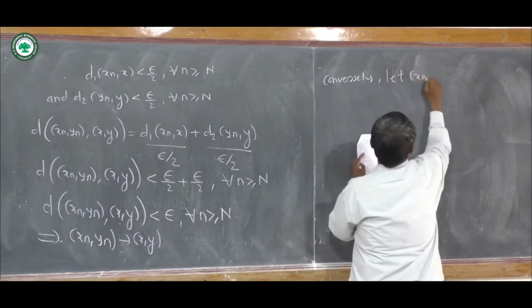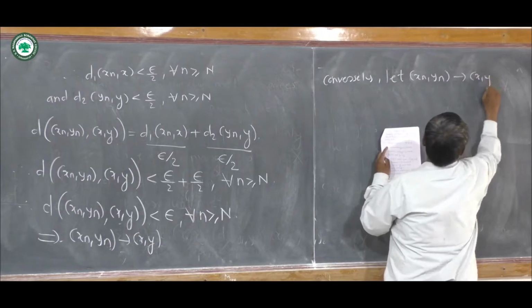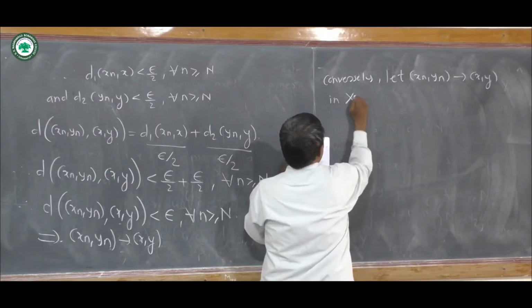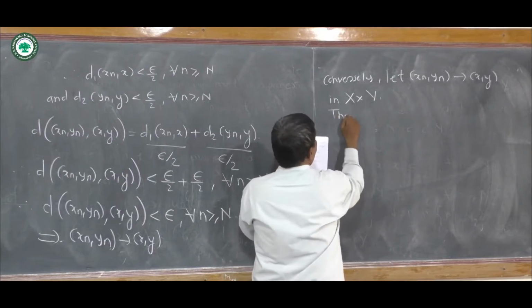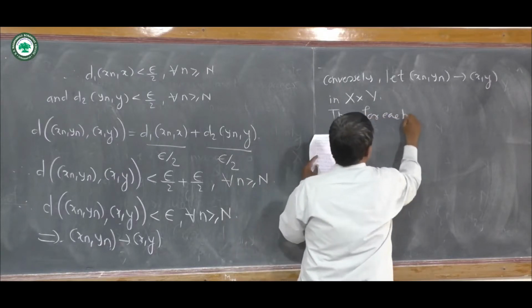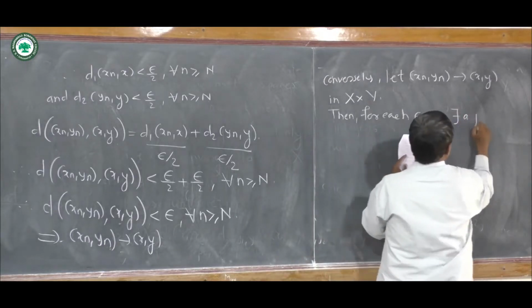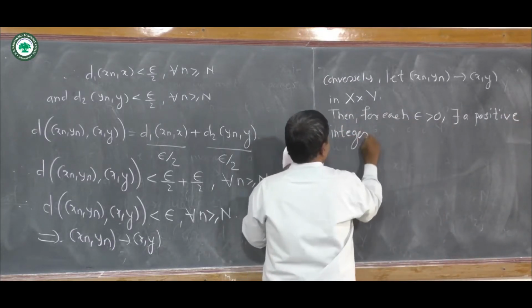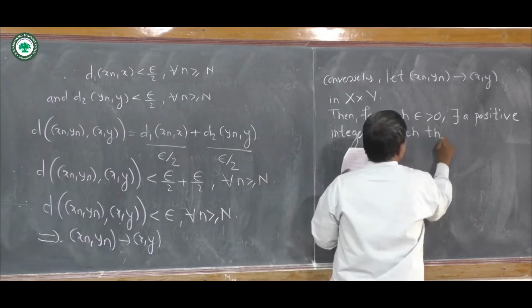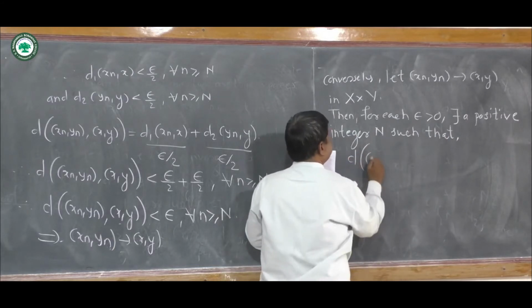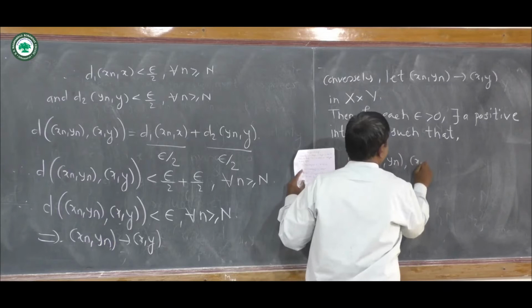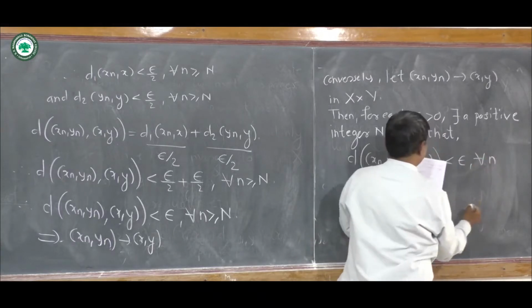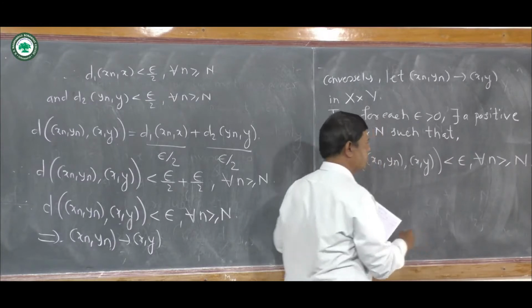let xn comma yn, this sequence of X cross Y, converge to x comma y in X cross Y. Then for each epsilon greater than 0 there exists a positive integer capital N such that d of (xn comma yn) comma (x comma y), that is this ordered pair, is less than epsilon for all n greater than or equal to N. So we write this by using the definition of a convergent sequence.